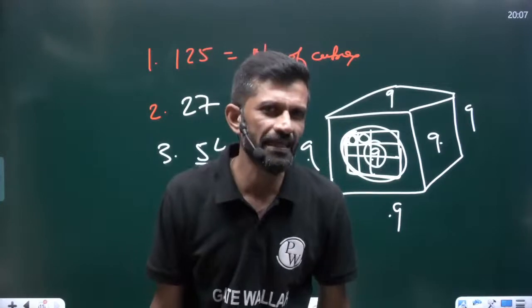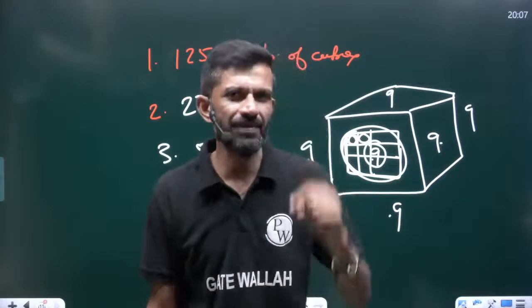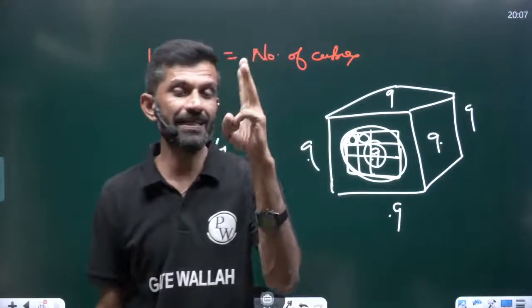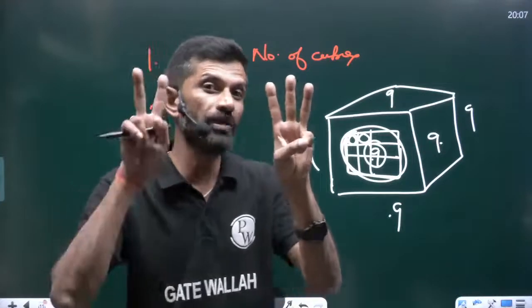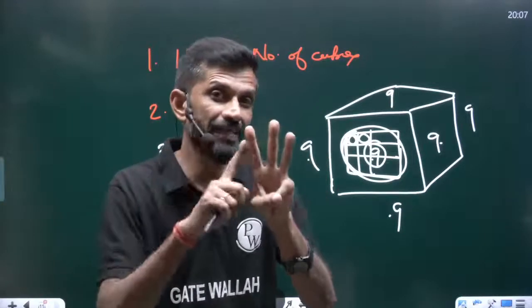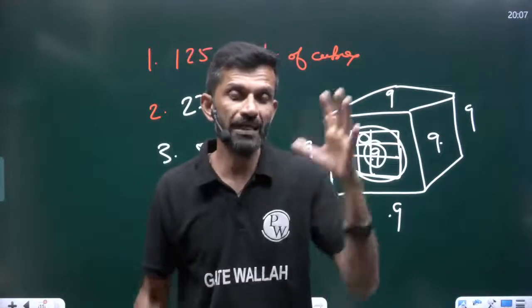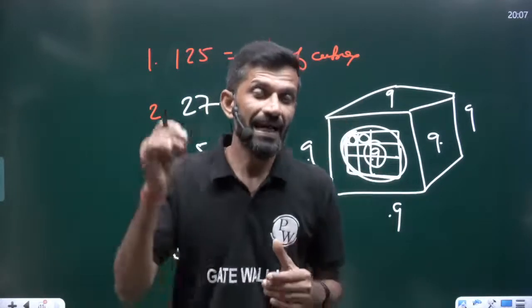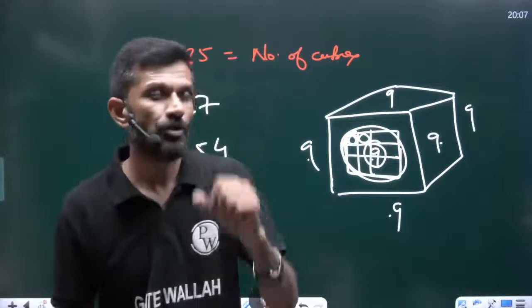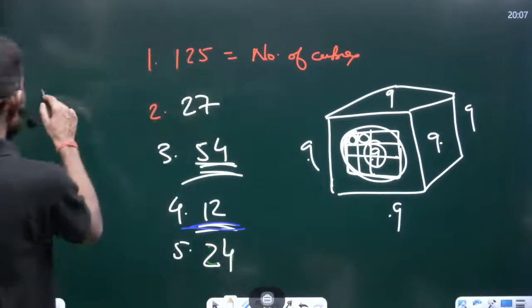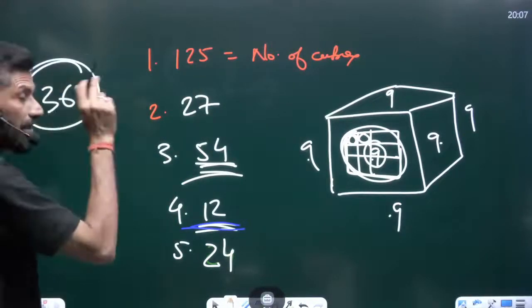So 2 face painted, where are we getting them? On the edges. Every edge gives us 3 cubes which have only 2 faces painted. Total how many edges are there? In the bigger cube there are 12 edges, and every edge has 3 cubes. So 12 threes, your answer will become 36 if they do not give you the condition.